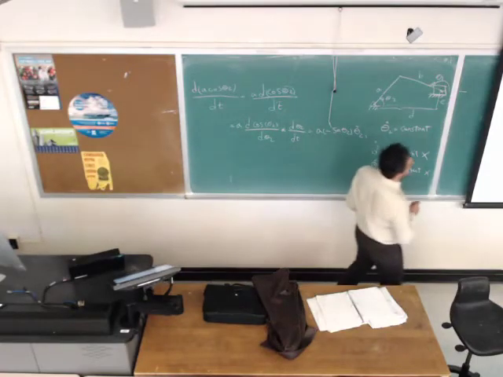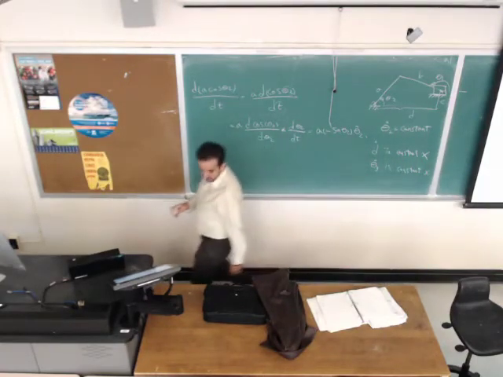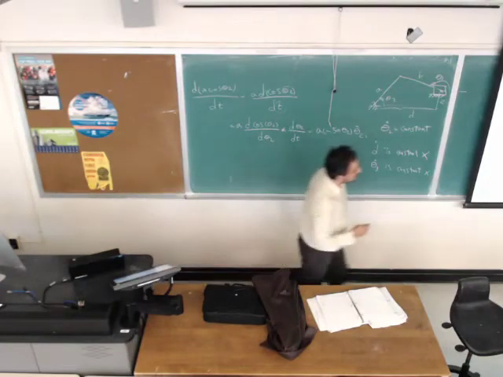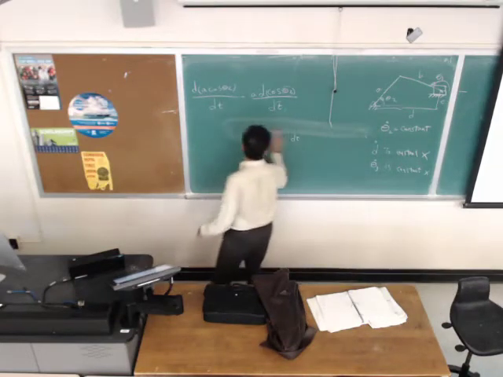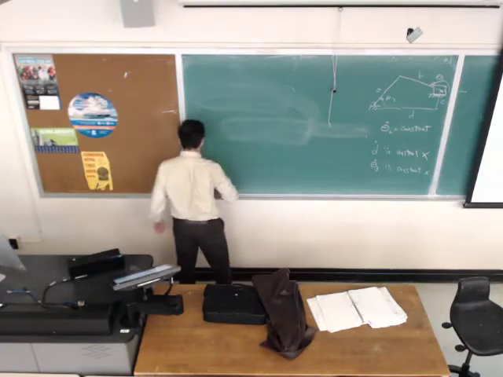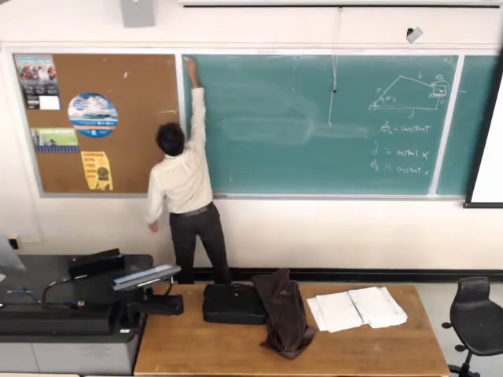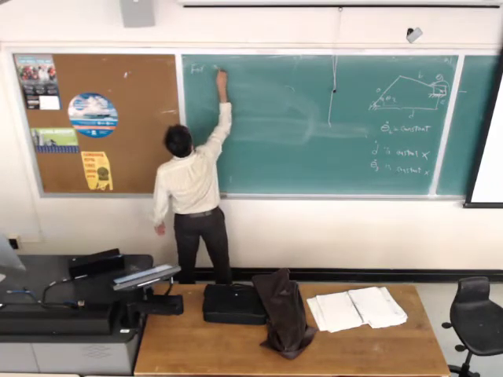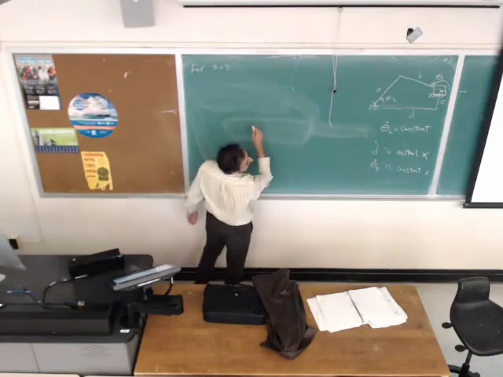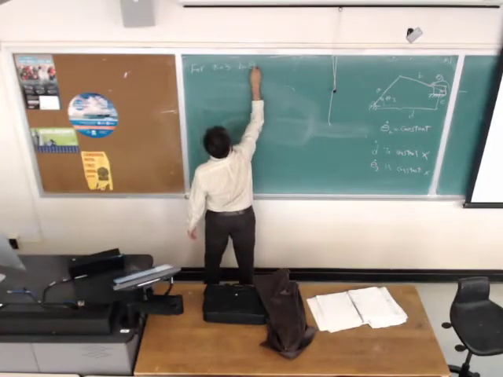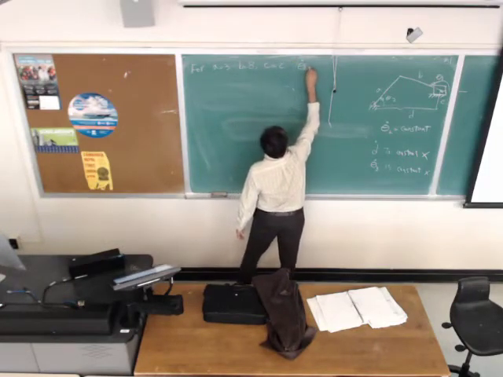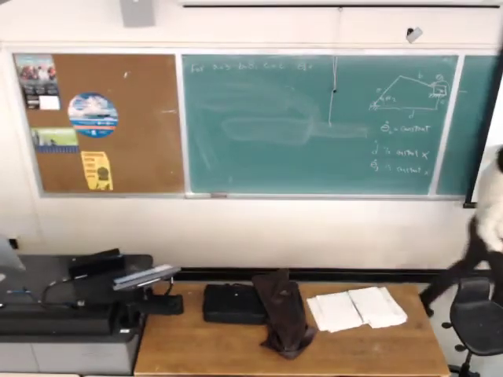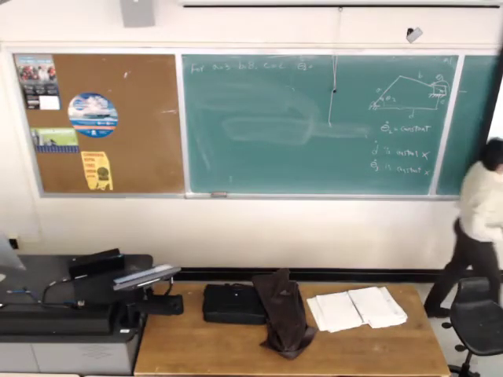So we are given this mechanism. A is given, B is given, and the offset is given. For A equals 3, B equals 8, and C equals 2. Theta dot 2, the input link, is running at 15 radian per second clockwise.